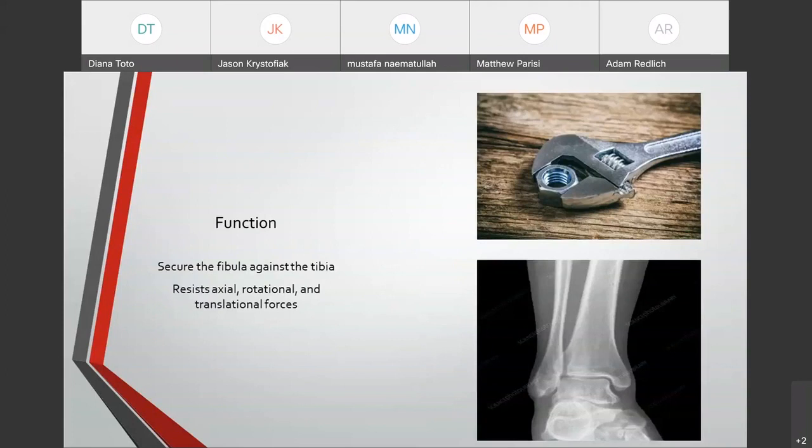The function of the syndesmosis is to secure the fibula against the tibia and resist axial, rotational, and transverse forces in the ankle. One of the athletic trainers I used to work with, Eric Nussbaum, speaks a lot about high ankle sprains, and he gave me this analogy that the ankle is like a crescent wrench, where you need that tension to apply that torque. So, this area over here is kind of like your syndesmosis. If this is loose, you're not going to get any pressure, and it leads to some instability and other problems down the road.